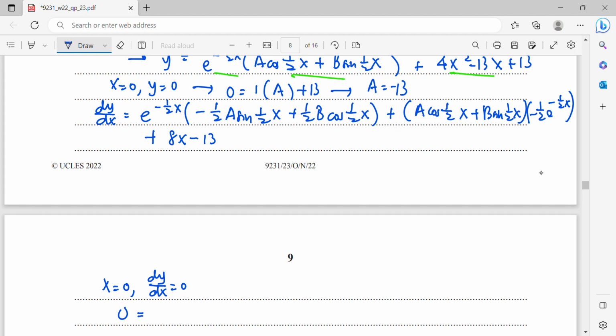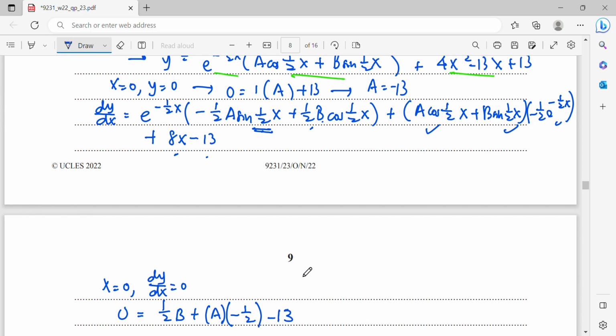So just ignore it. A sine 0 is 0, so I will be getting half b, because b cos 0 is b. Okay, so I will get half b. Then a cos 0 is a, put the a here. B sine 0 is 0. Close bracket, multiply by negative half because e^0 is 1. So 1 times negative half, I will get negative half. And don't forget, the plus 8x becomes 0, and then there is another 13 at the back.